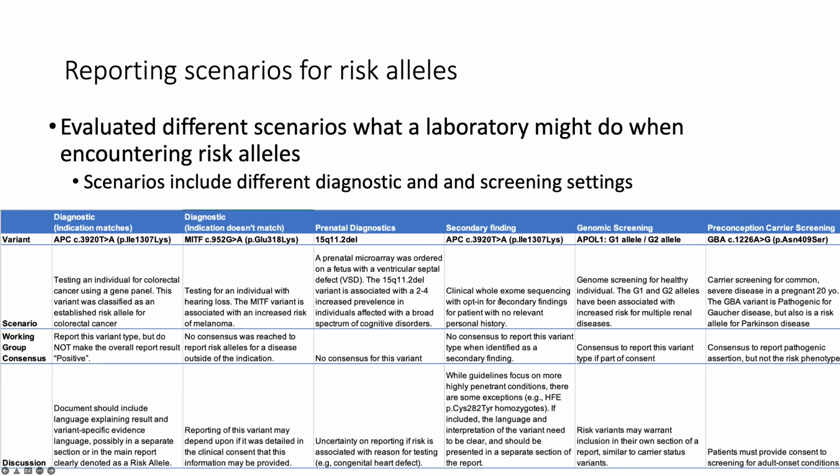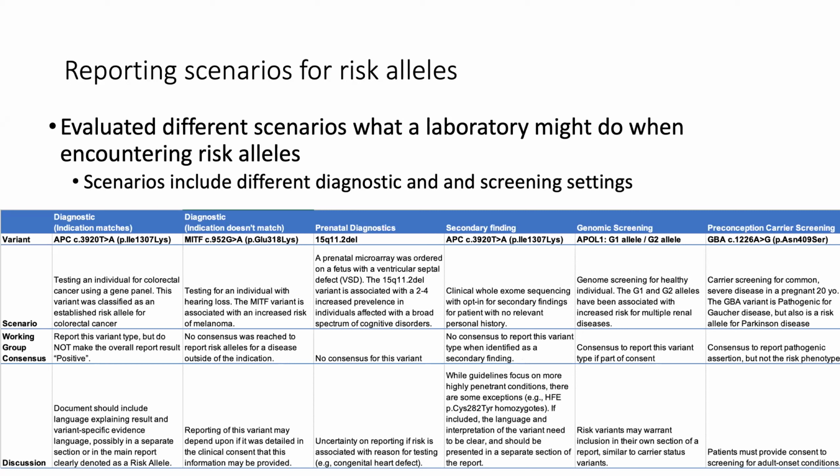For secondary findings, this is interesting because the guidelines, so this is the instance where you have the same APC variant that we talked about before, someone just coming in for exome sequencing has opted into secondary findings, and you identify a risk allele, and what you should do with it. And the guidelines are mostly focused on highly penetrant conditions. I think the new ACMG V3 guidelines with the HFE homozygotes obviously is approaching risk allele range.